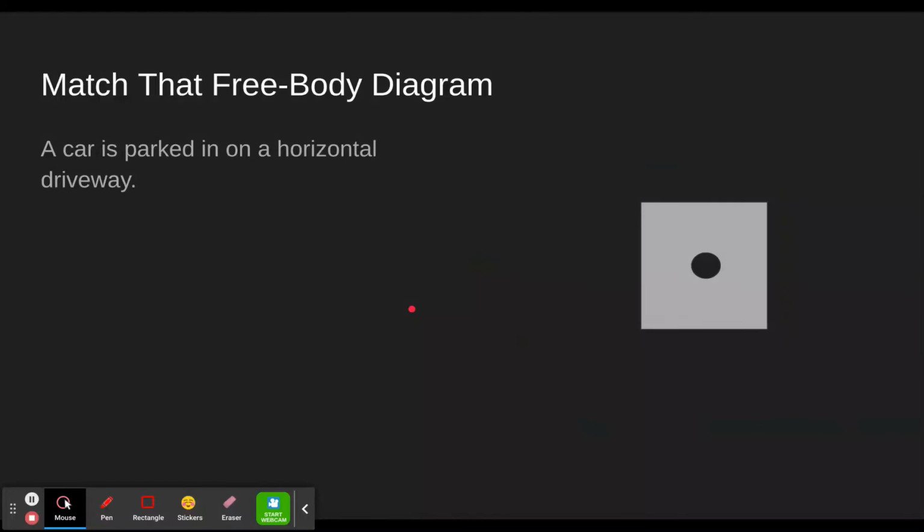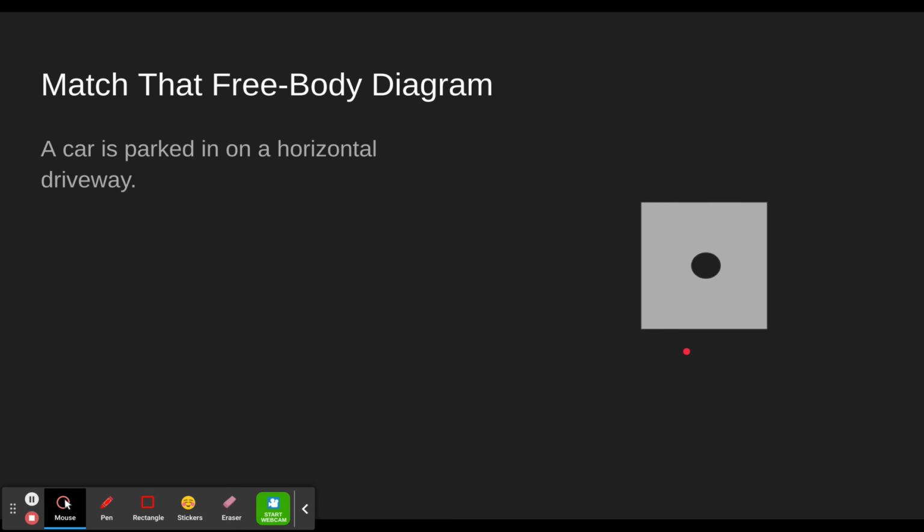Moving on, we're going to go through four or five examples here of applying this after I describe what a free body diagram is. So a free body diagram is usually a box that represents an object. So in this case, a car is parked on a horizontal driveway. So this box is representing the car. Then we draw arrows pointing out from the center here to show the different forces that are pushing on the car.